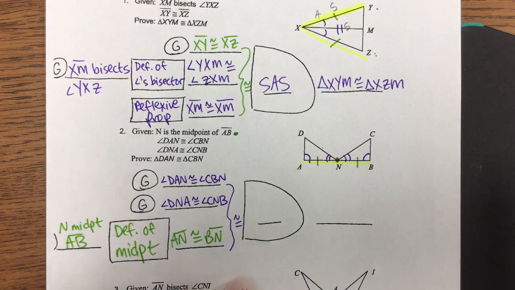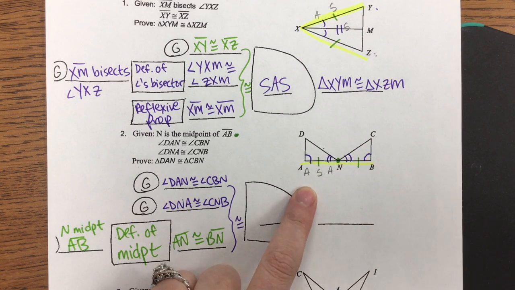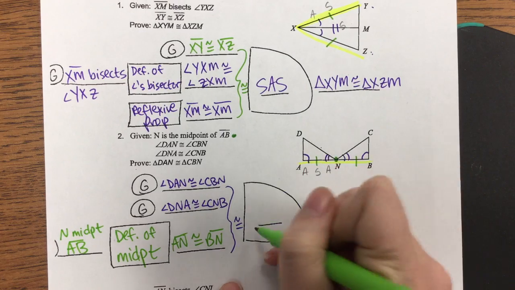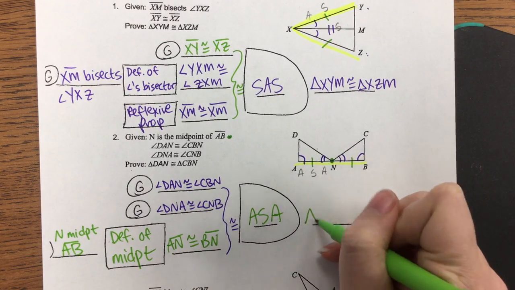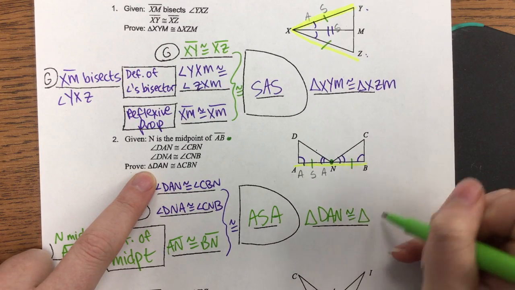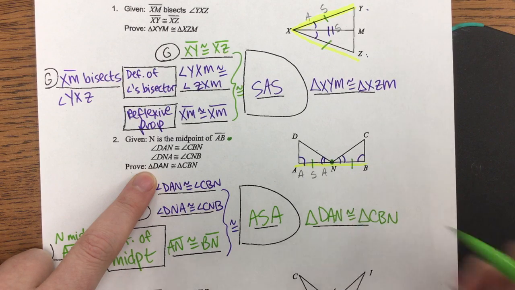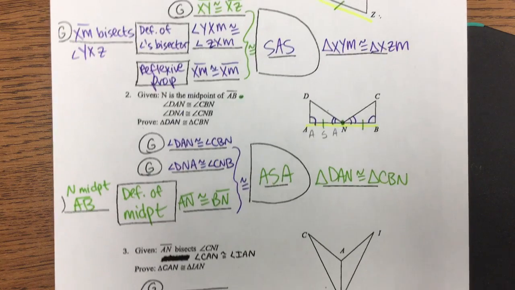Okay, let's see what we got. I've got an angle, a side, and then an angle. So we're going to use angle, side, angle for our pattern. And that gives us congruent triangles. All right, nice work. We got 1 to go.